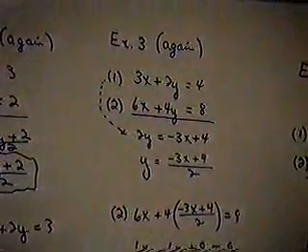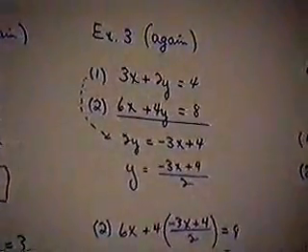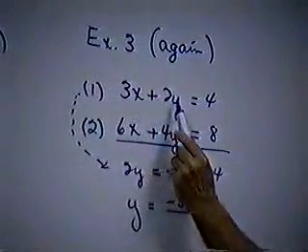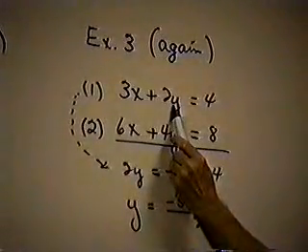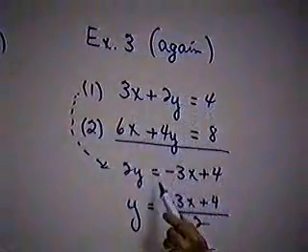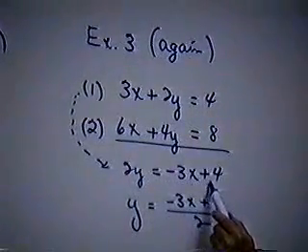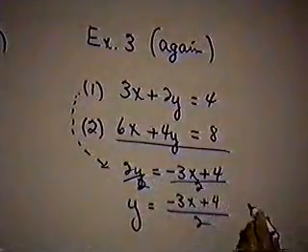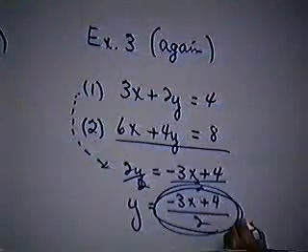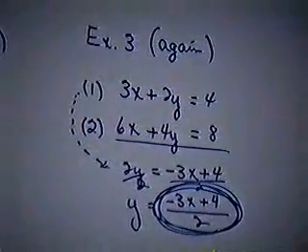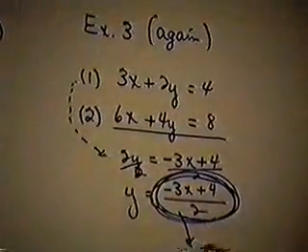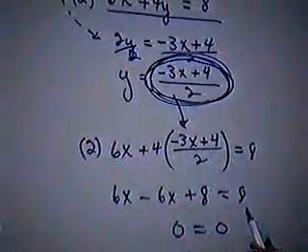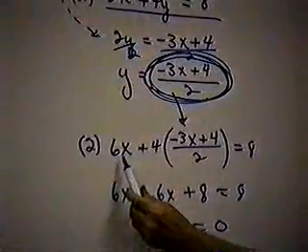Now, example 3 here is where we're getting the special cases. So look what happens. This time I'm going to take equation 1 and solve for y. So move the 3x across. I get 2y is equal to minus 3x plus 4. Then I will divide everything through by 2. So y is equal to minus 3x plus 4 divided by 2. Remember, I solved for y in equation 1, so I go plug that value in for the y in equation 2.